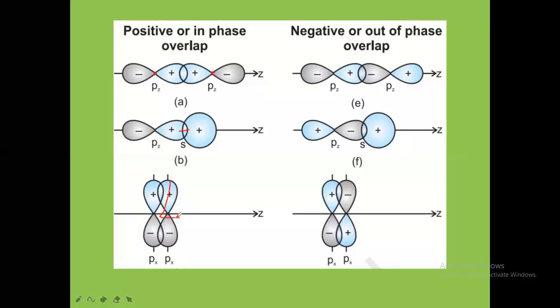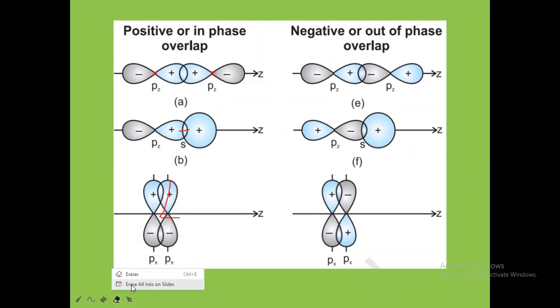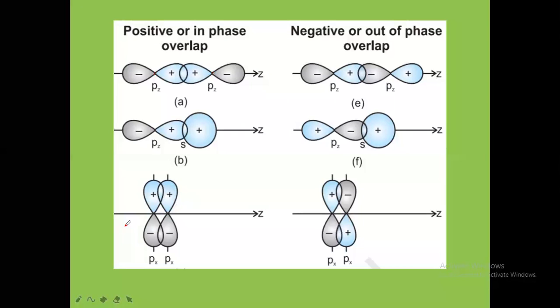This is the z-axis and this is the x-axis. So this axis is taken as the z-axis, and this one is taken as the x-axis. Along the x-axis, if a p orbital is there, it is called the px orbital. Here both px orbitals are parallel to each other.